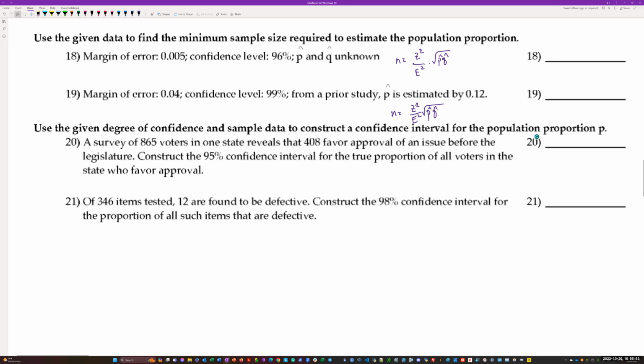Nope. Nope. How do you figure out the Z? We just talked about it a couple seconds ago.